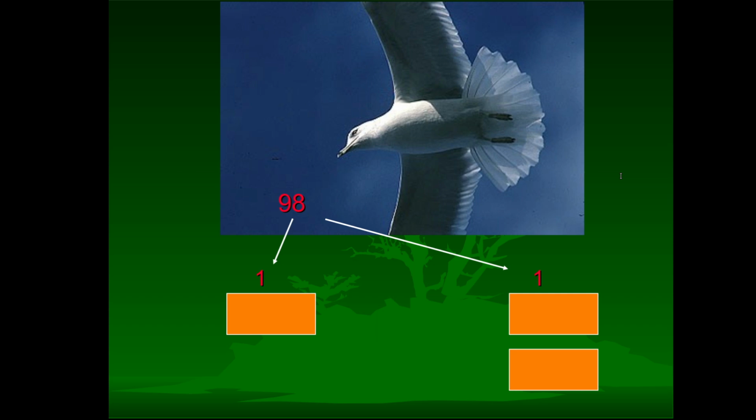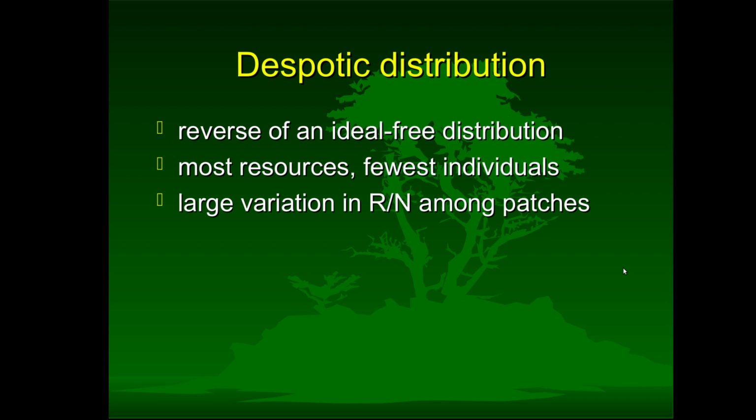So this results in the migration of young birds out of the area of their birth and into unknown territory, most of which is of low quality. This type of distribution is called the despotic distribution. It's the reverse of an ideal free distribution. Individuals are not distributed over an area where each individual gets the same amount of resource, because there are a few individuals which monopolize and aggressively keep the others out.